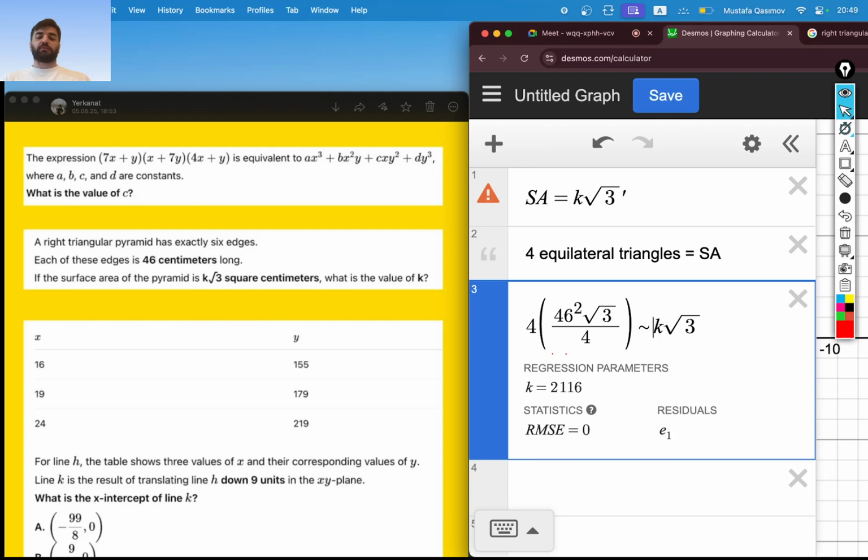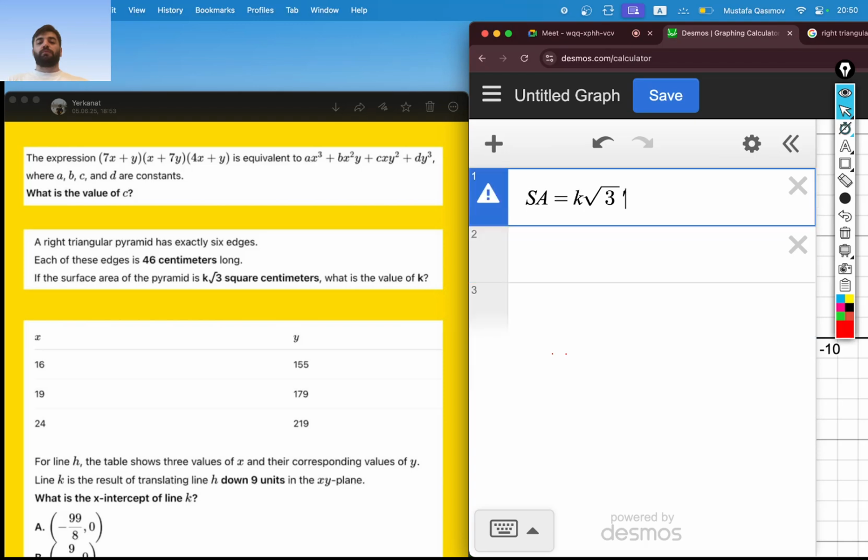So the answer is 2116. This question was also asked only one time, in the October 2024 exam. You can also see this question in the next exams. Any question from here? No. Okay.